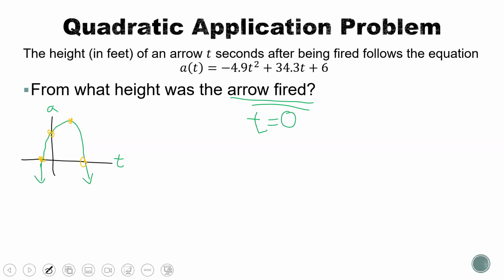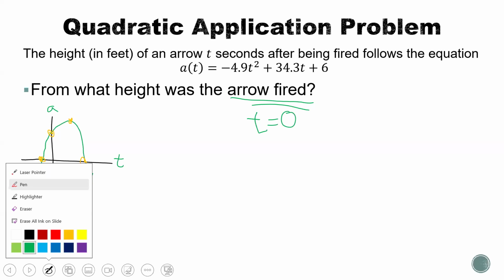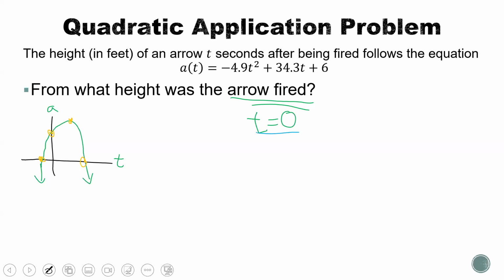If I look at those 4 points, and keep in mind that when the arrow is fired, it's at t equals 0, the only one of those 4 that will have t equals 0 is this one right here, because that's the vertical intercept and it has the form 0, comma, number. So in order to figure out the height that the arrow is fired from, I need to find the vertical intercept.